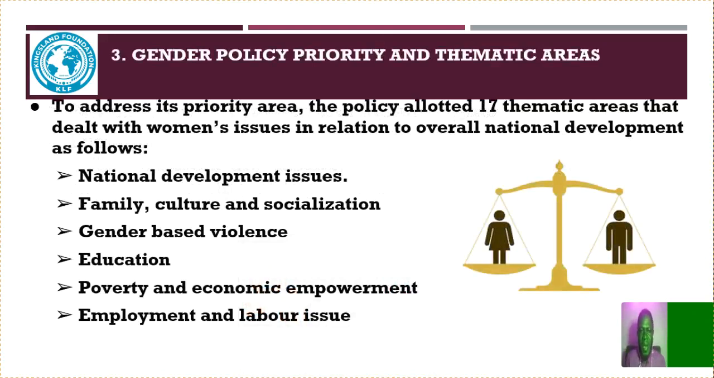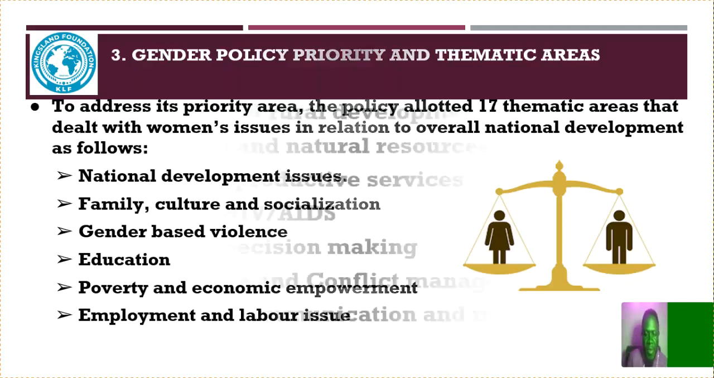Now, gender policy priority and thematic areas. There are a lot of areas that the gender policy in Nigeria tends to address. To address its priority areas, the policy allotted 17 thematic areas that deal with women's issues in relation to overall national development as follows. One of them has to do with national development issues, family, culture, and socialization, gender-based violence as a concern, education, poverty, and economic employment and labor issues.